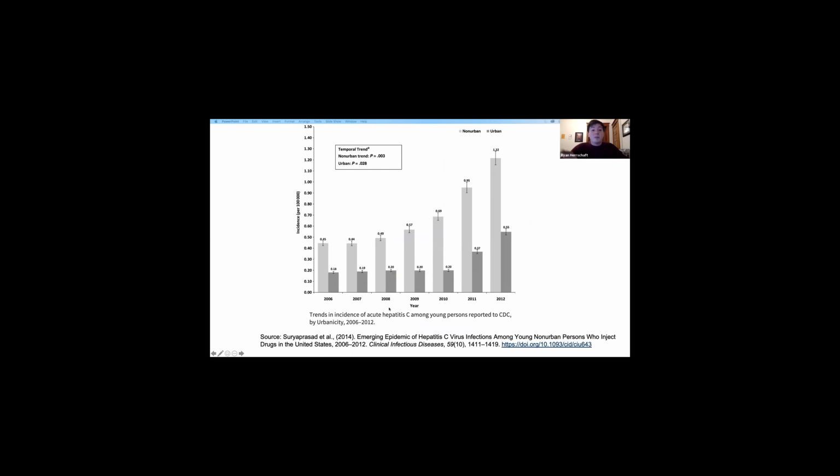And kind of very concerning for us in more rural environments is that the trend, the increase in new cases of HCV is more pronounced in rural regions than it is in urban regions. So this just means that it's getting worse everywhere, but this increase in new cases seems especially pronounced in non-urban regions.